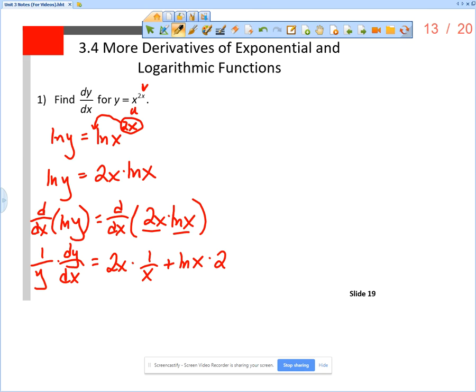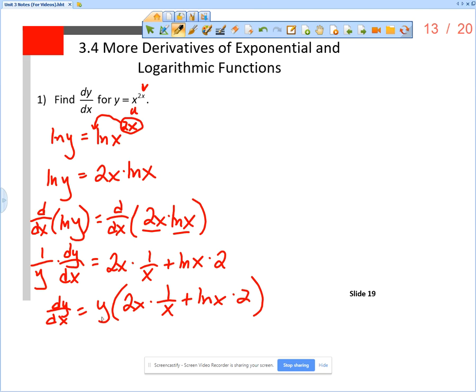All right, step number 4 is to do what? Well, it is to solve for dy dx. So how do I solve for dy dx? I multiply by y. So dy dx is going to be y times the quantity 2x times 1 over x plus the natural log of x times 2. All right. Now, I did say I could deal with the right side a little bit, but I'm just actually going to leave it alone for now.